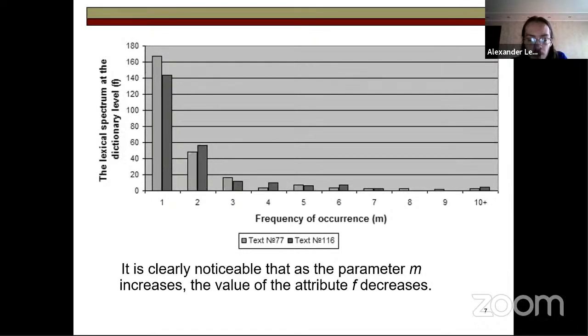Actually, these numbers 1, 2, 3, up to 10 plus, are the number of occurrences, which means how often some words occur in the fragment. For example, number 1 means that some word took place in this fragment only once, in a fragment of 500 words. And 10 plus means that this word occurs in this fragment ten or more times. These are very often used words, such as prepositions, conjunctions, and so on.